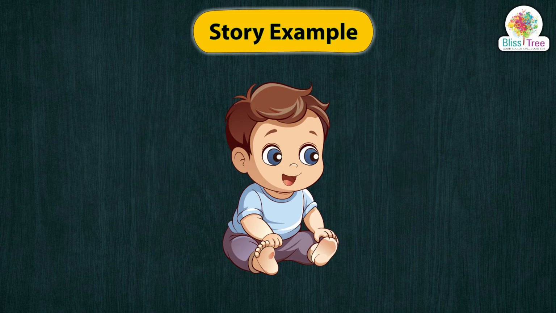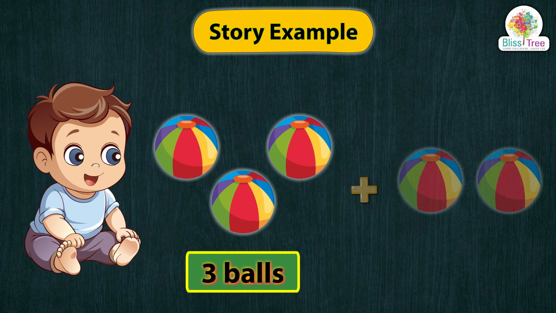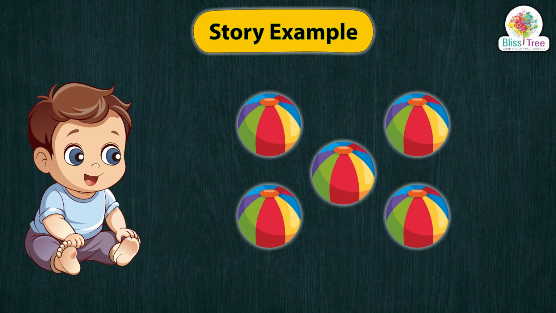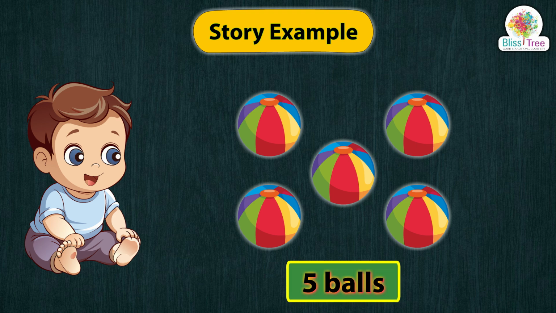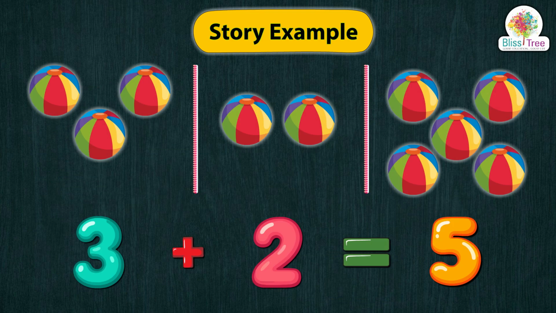Look at Ravi. He has 3 balls. Ankita gives him 2 more balls. Now Ravi has 5 balls in total. When we put things together, we are doing addition. The sign for addition is the plus sign. So we say 3 plus 2 is equal to 5.